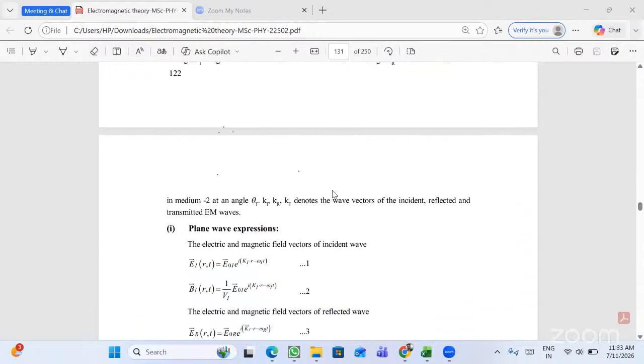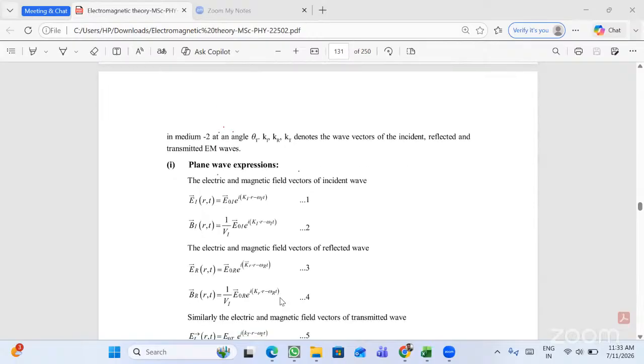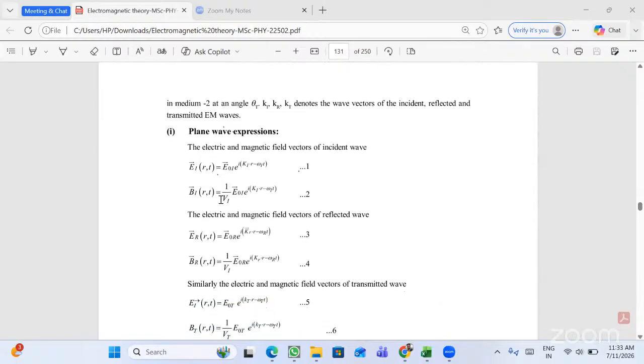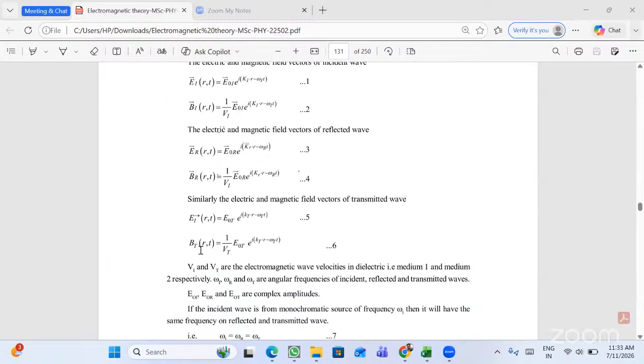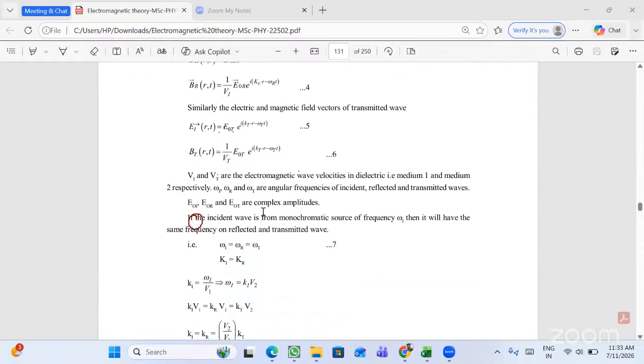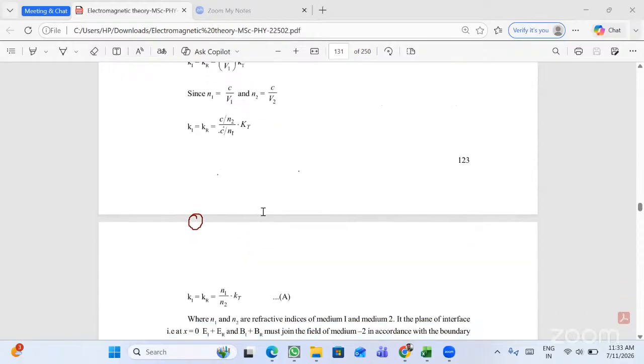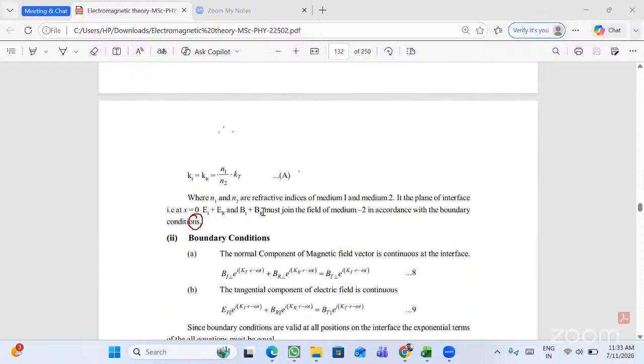We follow the same procedure as for normal incidence. The same equation for E we write, the equation for B we write, then E_R, B_R, and similarly E_T, B_T. Here there is a mistake: in equation 5 it should be E_T, not E_I. It has been noted as E_I, but actually it should be E_T, so make a correction. By writing all these equations, as in the previous procedures for normal incidence, we will get the boundary conditions.